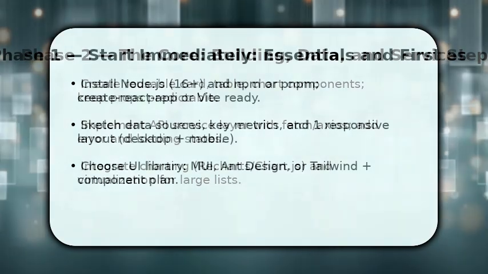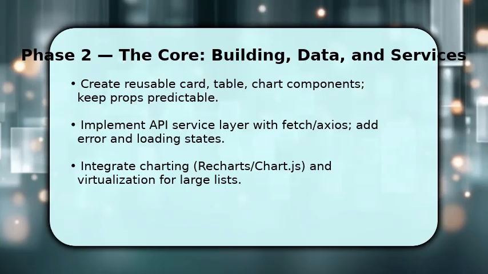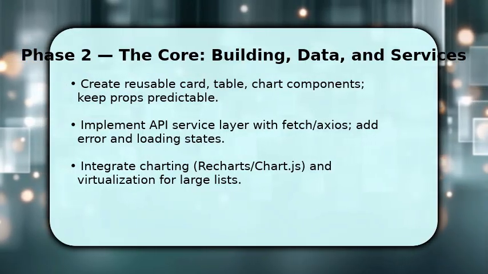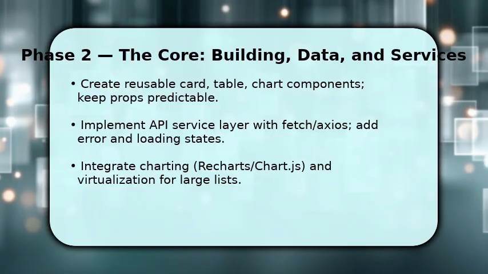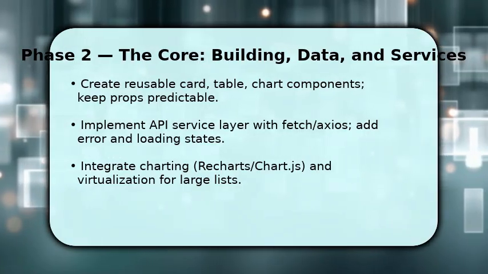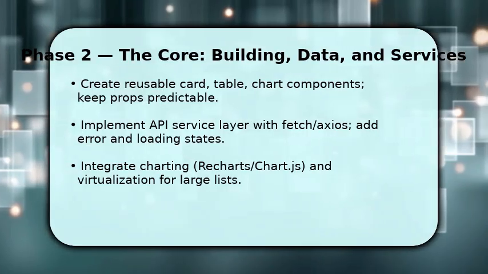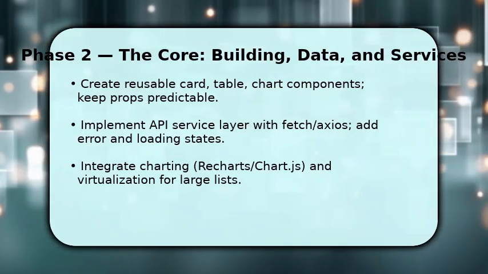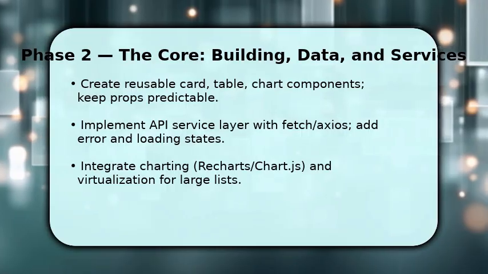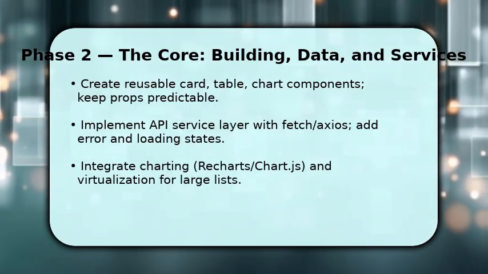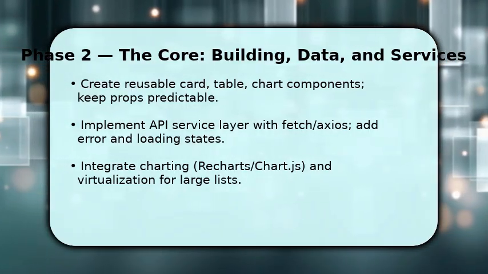Build reusable components, cards, tables, charts, so adding metrics is fast and consistent. Once a component exists, connect it to a small API service layer using Fetch or Axios. Include loading and error states to prevent blank screens. Then integrate a chart library and use list virtualization for performance when rendering thousands of rows.